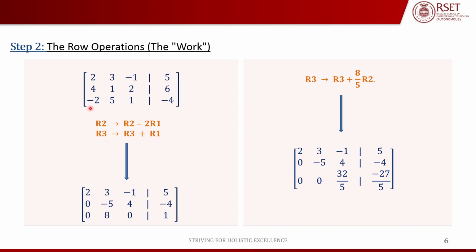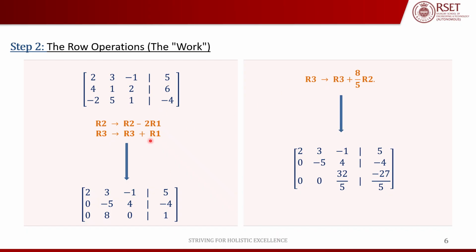Similarly, we have to convert this minus 2 also to 0. So how can I make this minus 2 0? We can simply add this 2. That is, by adding R3 and R1, we will get a 0 here. So it is very simple. Minus 2 plus 2, we will get a 0. 5 plus 3, we will get an 8 here. And 1 plus minus 1, again we will get a 0 here. And minus 4 plus 5, we are getting 1.